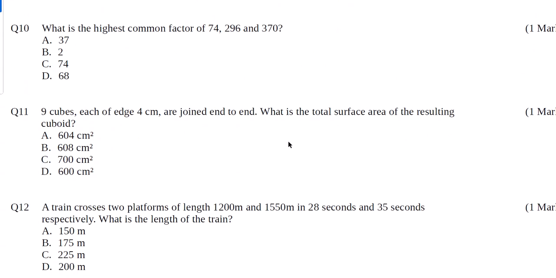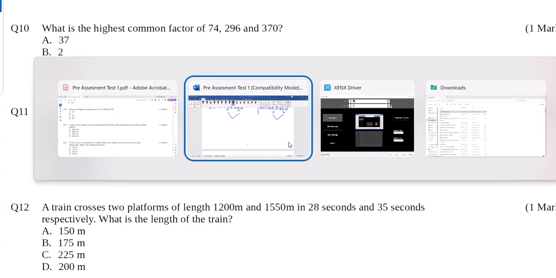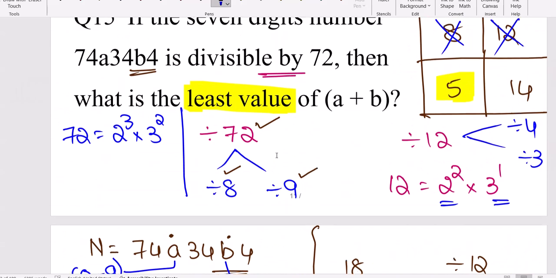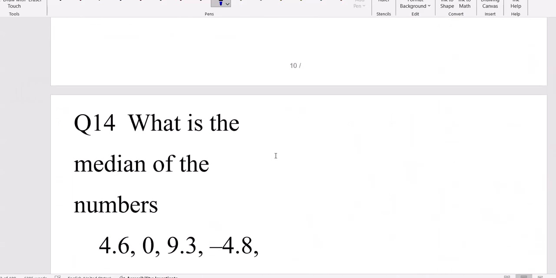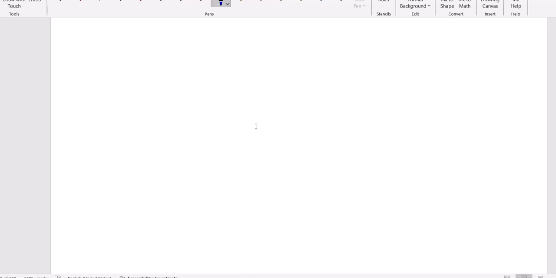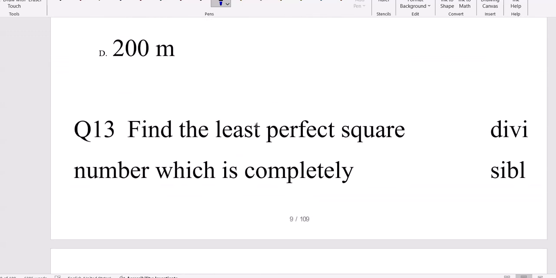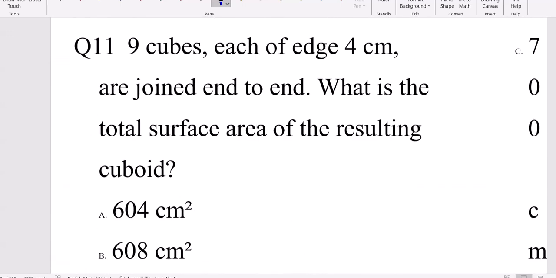11th one. 9 cubes, each of its 4 centimeters, are joined end to end. What is the total surface area? Yeah, this is regarding areas and volumes. Now see, as people are byhearting the formulas for the TCS company, I'm giving the challenge for everyone. If you are able to crack the TCS test, you can crack any company test. Why, sir? TCS will give concept oriented questions, not formula based.